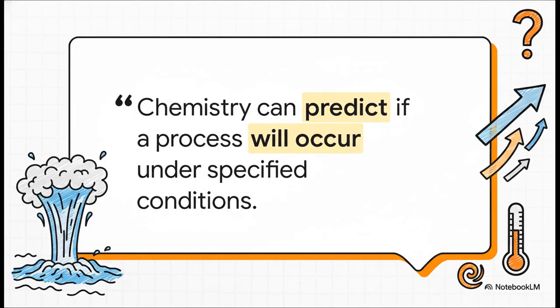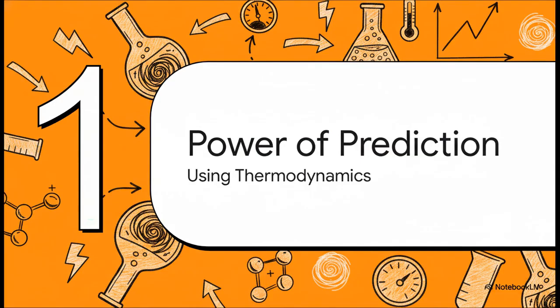I want you to picture something like a geyser. It's this amazing, powerful thing that just happens. But why? Why does a hot cup of coffee always cool down and never just spontaneously get hotter? It's pretty clear that nature has a preferred direction for things, and the huge question for us is, can we actually predict that direction? And the answer is a big, resounding yes.